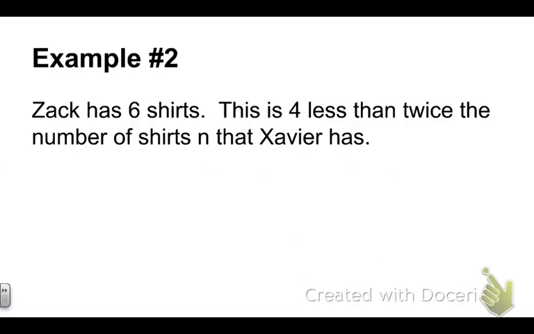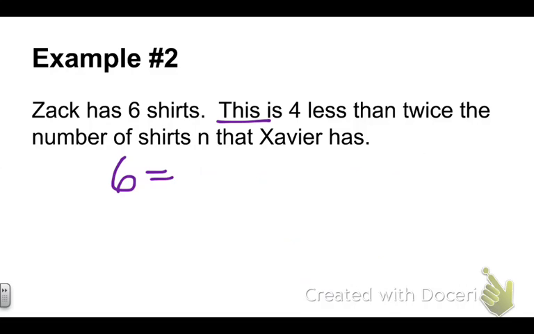Alright, I want to do another tricky example with you. Zach has 6 shirts. That's what he owns. This is 4 less than twice the number of shirts n that Xavier has. Alright, so a whole bunch of information. We just need to do it one thing at a time. So first of all, Zach has 6 shirts, so it is 6 equals. It even says in the next sentence, this is. What is? 6 is.